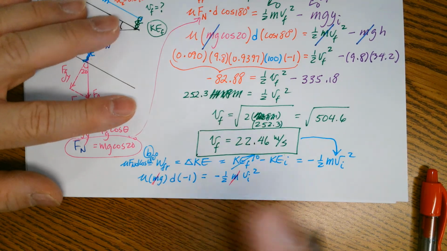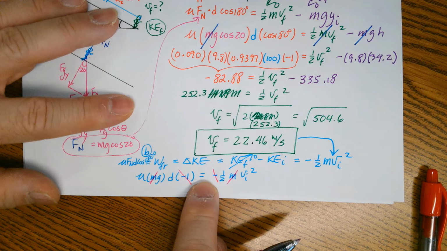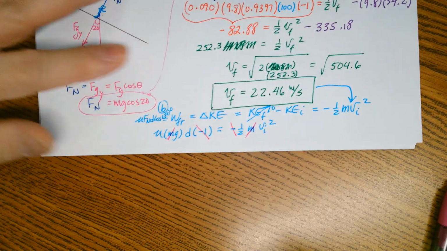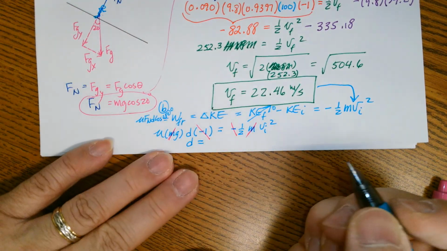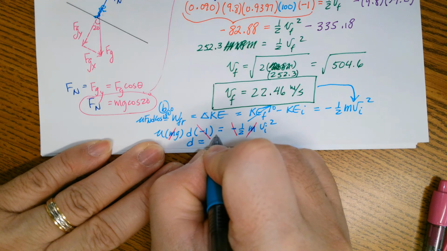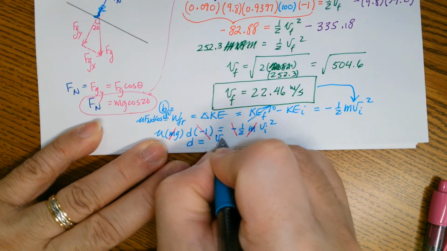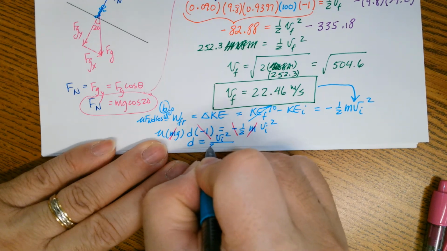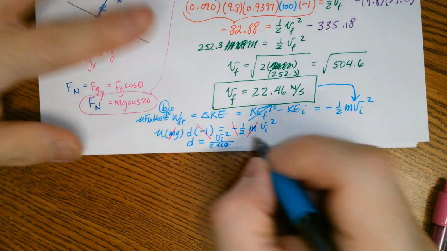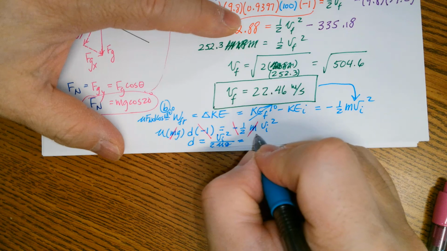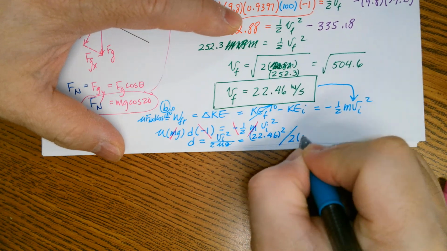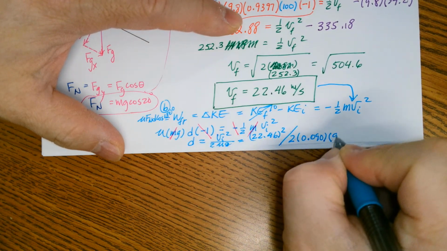Now we're solving for d. Now this negative and this negative get canceled out as well. All right. So d is equal to v_i squared over 2 times mu g, which is equal to 22.46 squared, divided by 2 times 0.090 times 9.8.